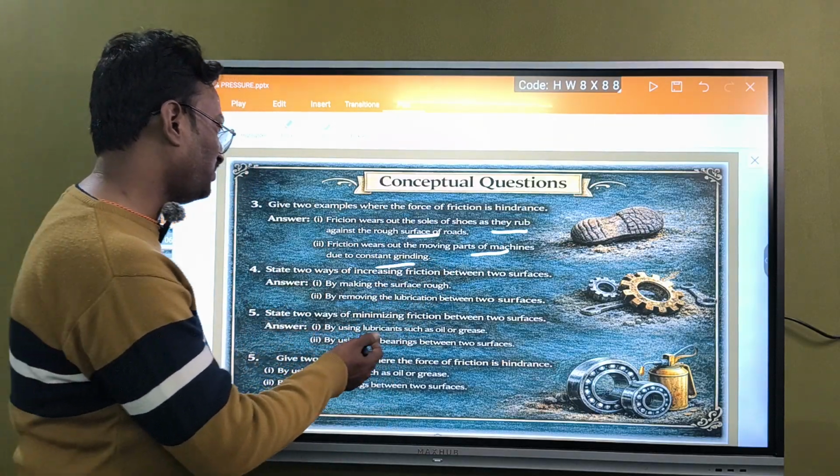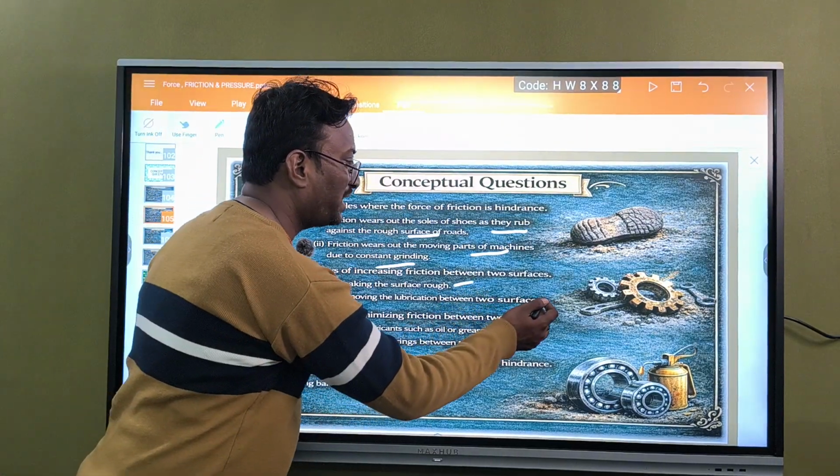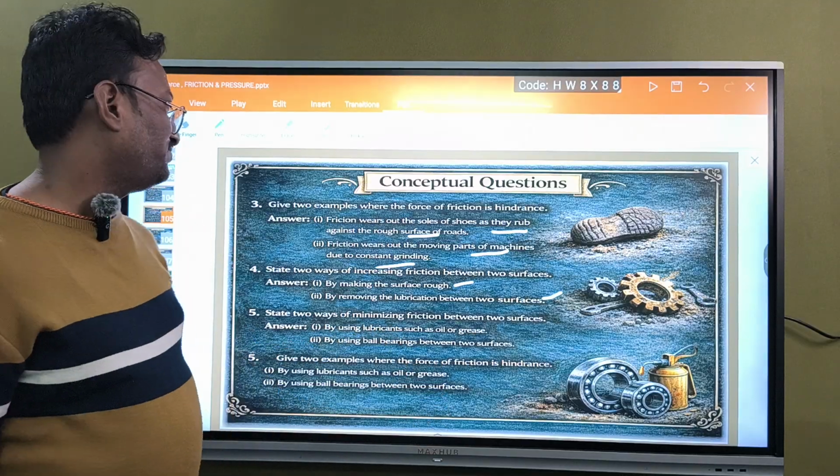State two ways of increasing friction between two surfaces. In order to increase the friction, by making the surface rough, by removing the lubricant between the surfaces. If you remove the lubricant, it becomes rough.